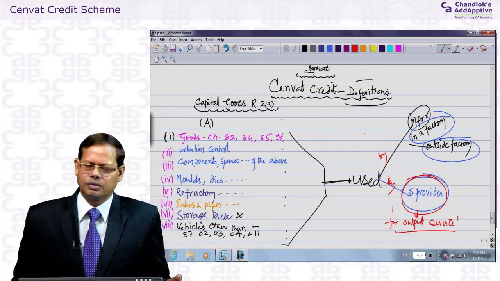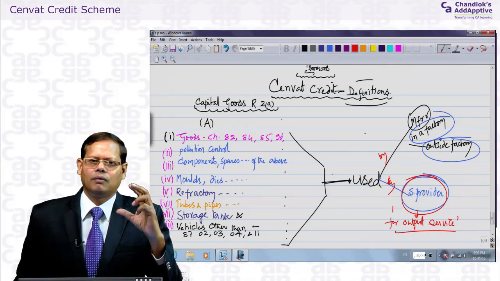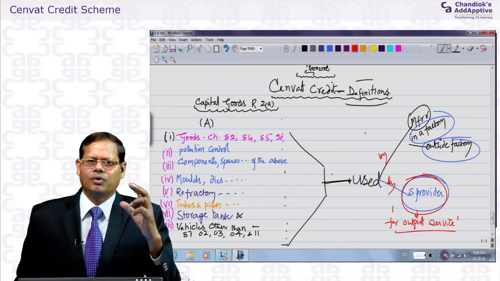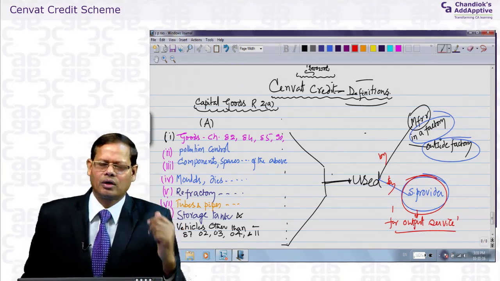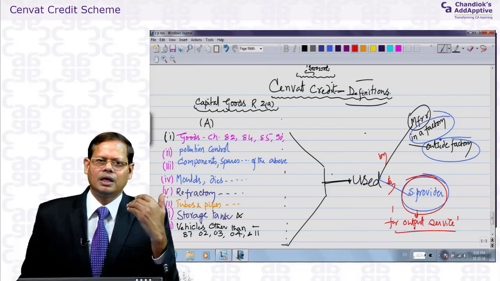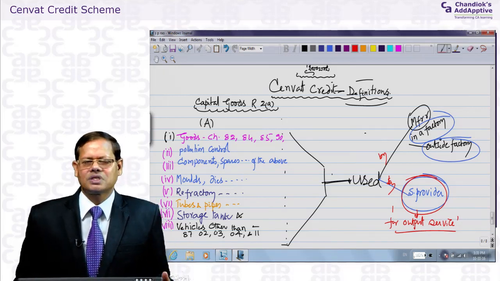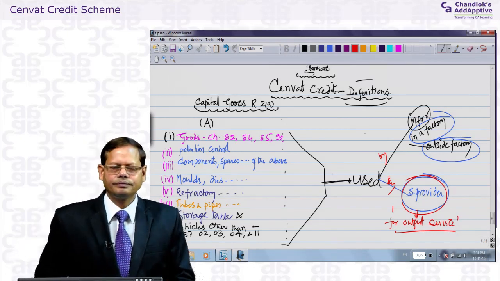So that is the major difference between what is capital goods for a manufacturer and what is capital goods for a service provider. Because for a service provider, obviously, he should use them directly to provide service, whereas a manufacturer need not use them directly. If he uses them in the factory, that is enough. So, goods used in the factory.